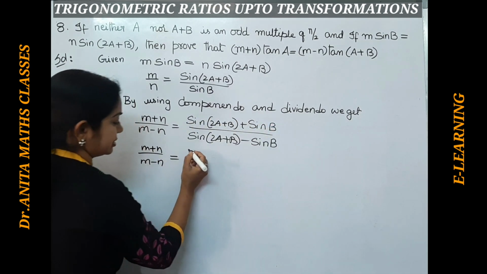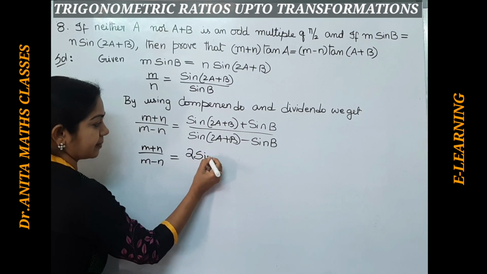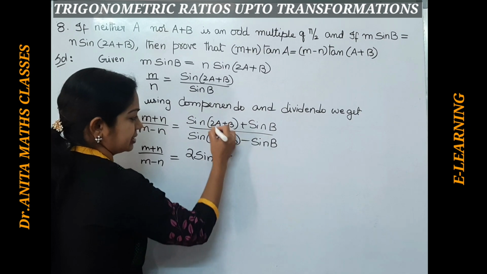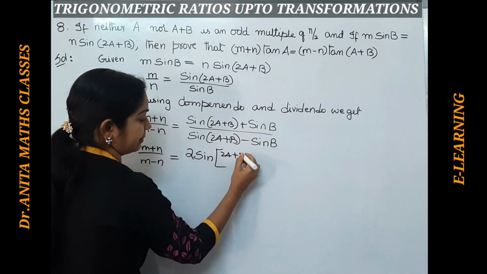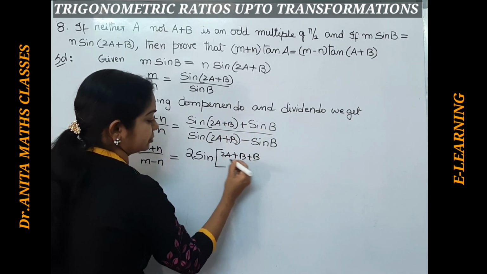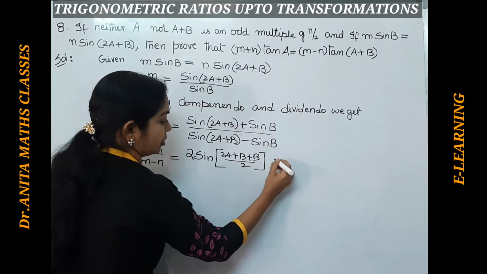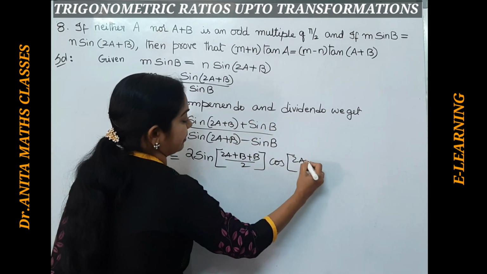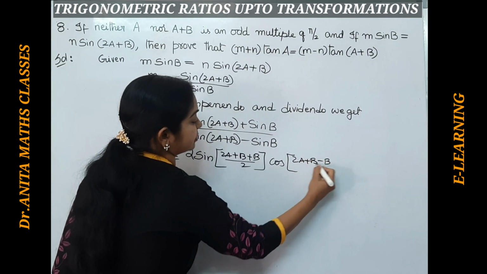When taking (m plus n) by (m minus n), for the numerator sine plus sine, this becomes 2 sin((2A plus B plus B) by 2) cos((2A plus B minus B) by 2). Let me write this: A is this, B is this. So 2 sin of (2A plus 2B) by 2, cos of (2A plus B minus B) divided by 2.